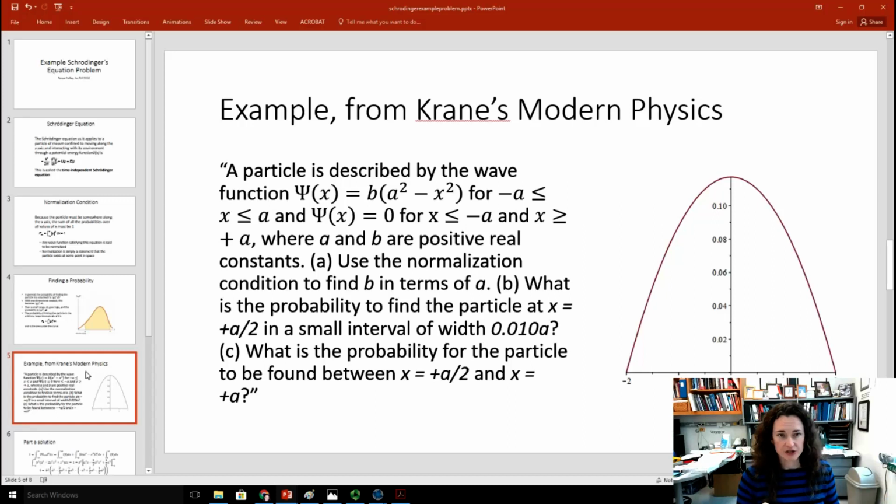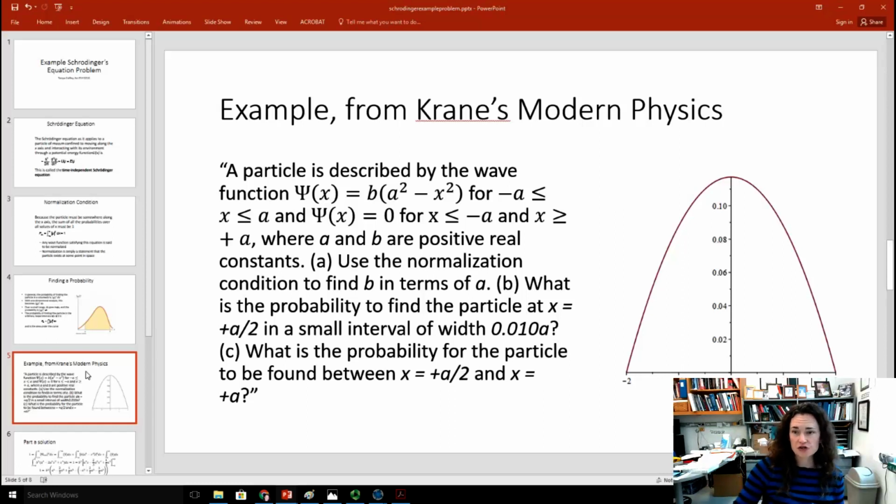Here's the example. I'll read it to you. A particle is described by the wave function psi of x equals b times (a squared minus x squared) for x between minus a and plus a. And the wave function is 0 everywhere else. Now a and b are positive real constants. First, part A, use the normalization condition to find the value for b in terms of a. Second, part B, what's the probability to find the particle at a over 2 in a small interval of width 0.01a? And then finally, part C, what's the probability for the particle to be found between a over 2 and a?